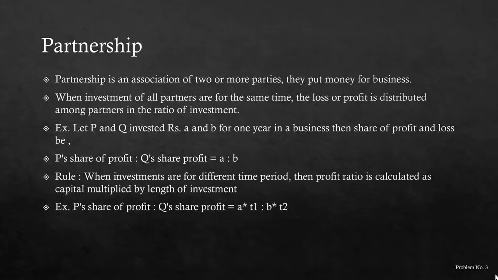So, if you are going to consider months, then all the time periods should be in months, or if you are considering years, then all the quantities are to be measured in years. So, in this case, P's share to Q's share, the ratio will be A into T1 as to B into T2, where A and B are their respective investments and T1 and T2 are their respective time periods for which the amount was invested.